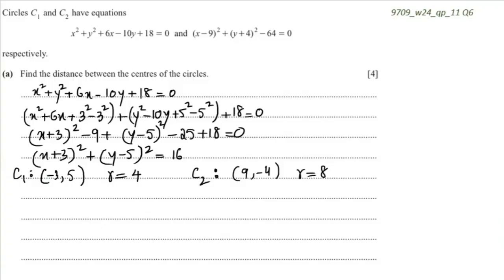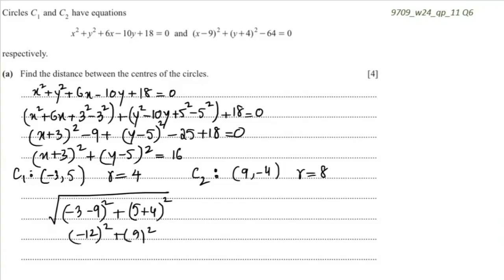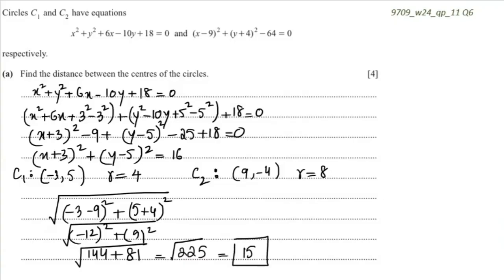I need the distance between the centers. So (-3 minus 9) whole squared plus (5 plus 4) whole squared, which is going to be (-12) squared plus 9 squared, and that's going to be 144 plus 81. Okay, and that is 225. Oh, that's a perfect square. So 15 is your answer, right? Distance between the centers. Let's take a look at part B.